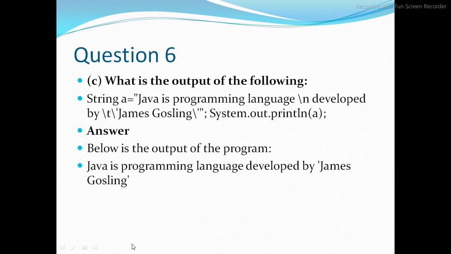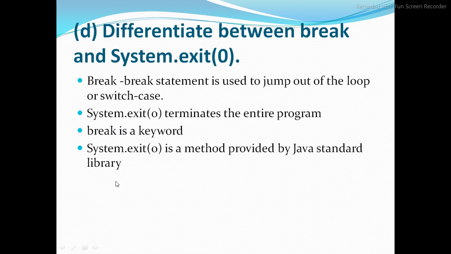Now we have the next question. What is the output of the following program? String A = "Java is programming language \n developed by \t James Gosling"; System.out.println(A + "\n"). I have told you that \n is the new line character, and \t is for horizontal tab. So the output will be: Java is a programming language developed by James Gosling.